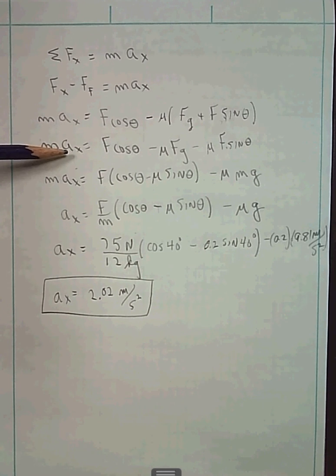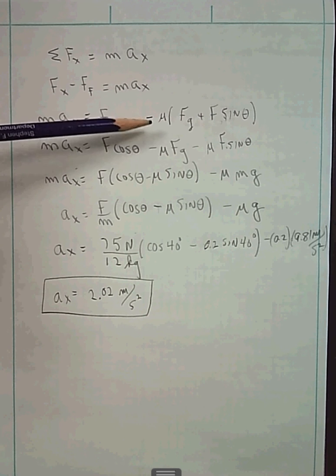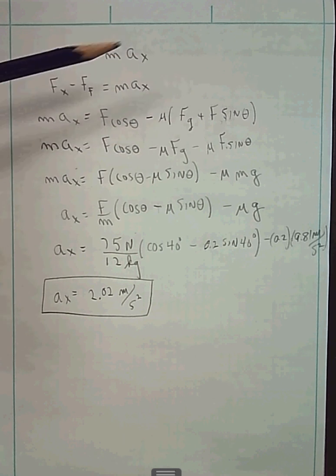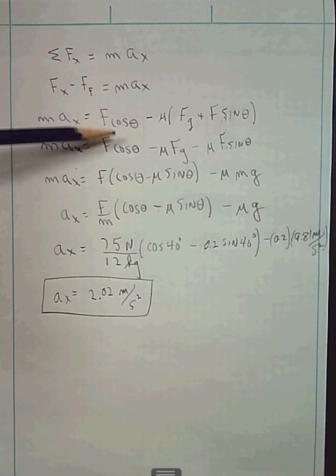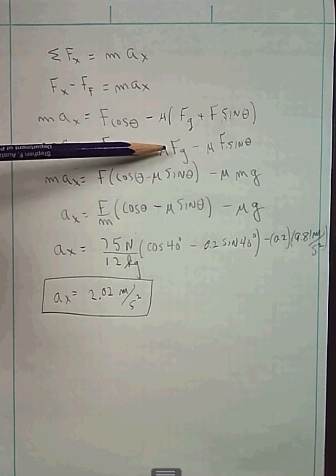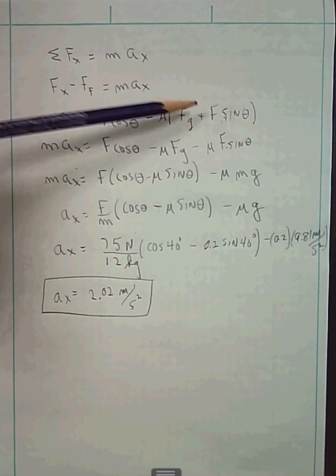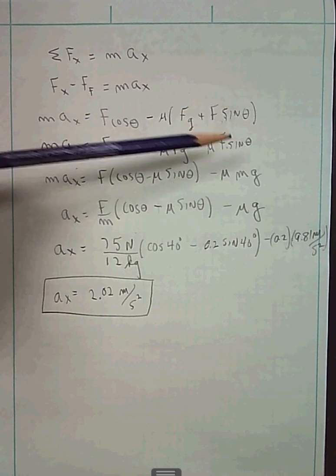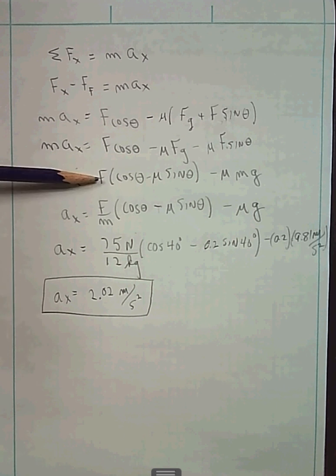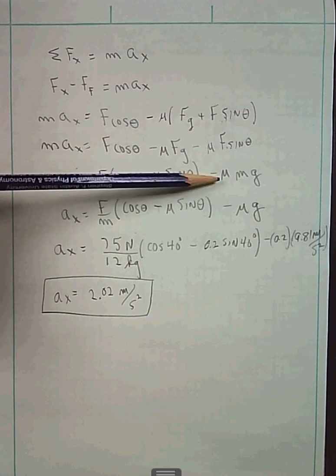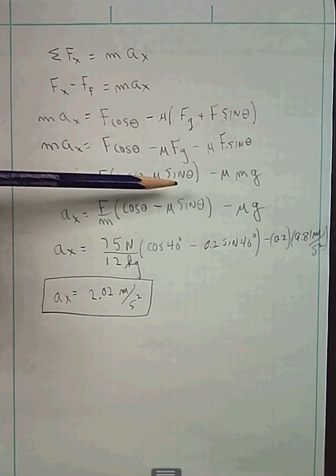So again, separate out the terms so I can combine the F terms right there. F cosine theta, minus mu Fg. Now this is minus and that's a plus, so this is still a minus, mu times F sine theta. Factor out the F term: cosine theta minus mu sine theta, minus mu mg, and divide both sides by m.